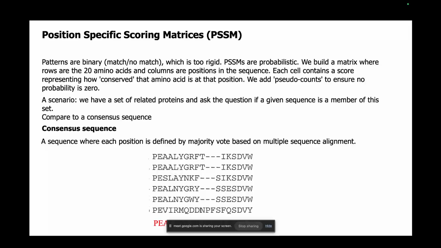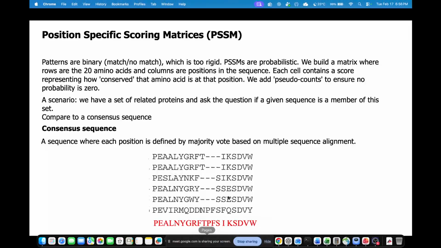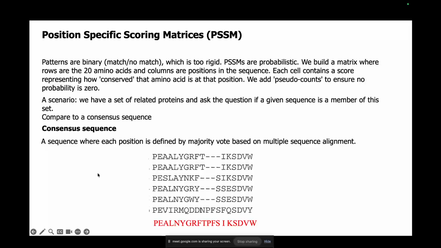So instead, what you do is find a consensus sequence. What is a consensus sequence? It is a sequence where each position is defined by the majority vote based on multiple sequence alignment. So you take those hundreds of proteins, do multiple sequence alignment among them, and take the majority at each position.